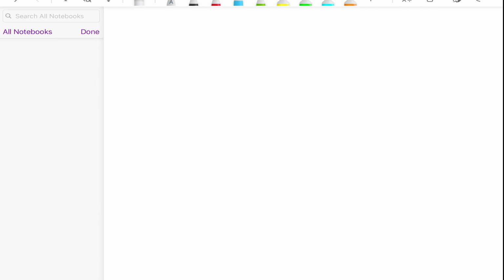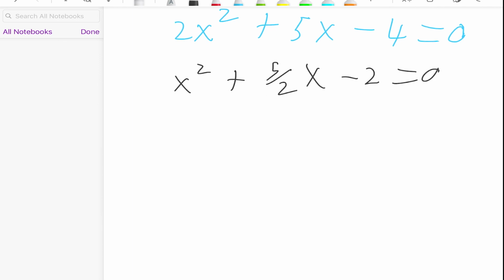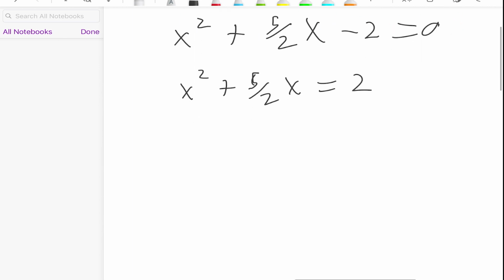So let's go with something of 2x squared plus 5x take 4 is equal to 0. So we're going to divide everything by 2. So we go x squared plus 5 over 2x take 2 equal to 0. And now we're going to put all the numbers on one side and the x's on the other. So x squared plus 5 over 2x is equal to 2. And now we're going to plus that constant to each side. So x squared plus 5 over 2x plus c is equal to 2 plus c.